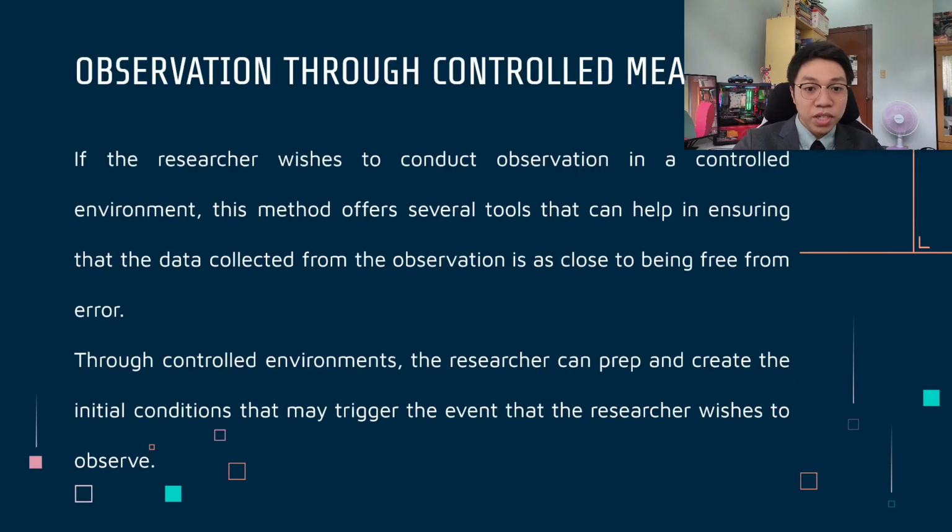Now, observation is possible in a controlled means. In order to conduct this, there are several tools that the researcher can use to ensure that the data collected from the observation is as close to being free from error as possible. Through controlled environments, the researcher can prepare and create the initial conditions that may trigger the event that the researcher wishes to observe.